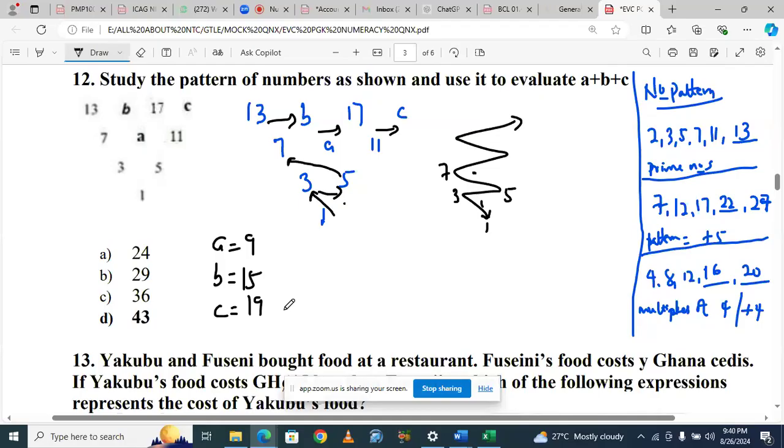Now, this is not the end of the question. It says, study the pattern of numbers as shown and use it to evaluate A plus B plus C. It is just like saying 9 plus 15 plus 19, and yet the candidates did not answer it. You give it to a class 3 person and they can do it. So why did they leave it like that?